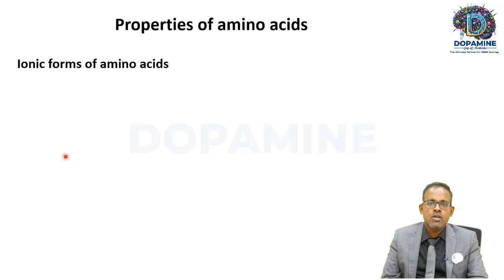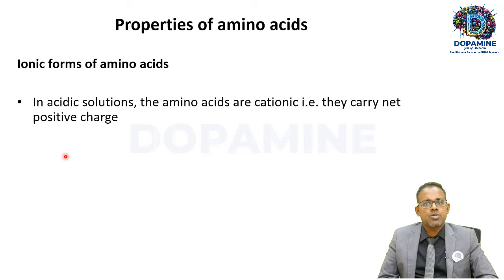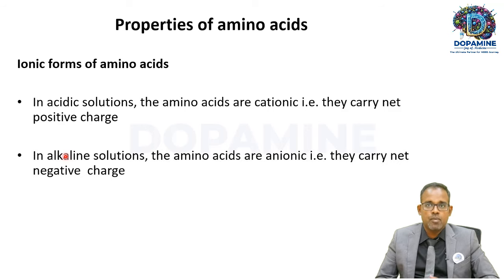Fine. So there are certain properties of amino acids which we should know. Ionic forms of amino acids. In acidic solutions, amino acids are cationic, that is, they carry a net positive charge. Whereas in basic solutions, amino acids are anionic, that is, they carry a net negative charge.